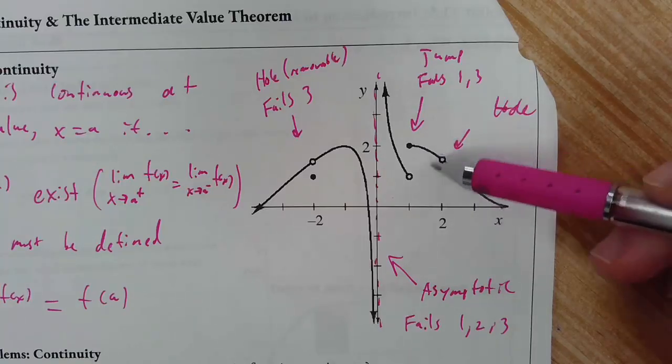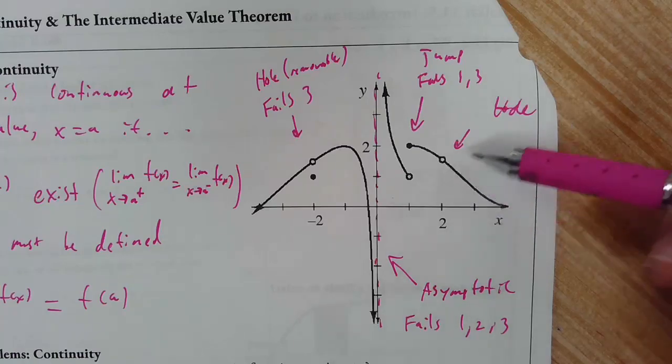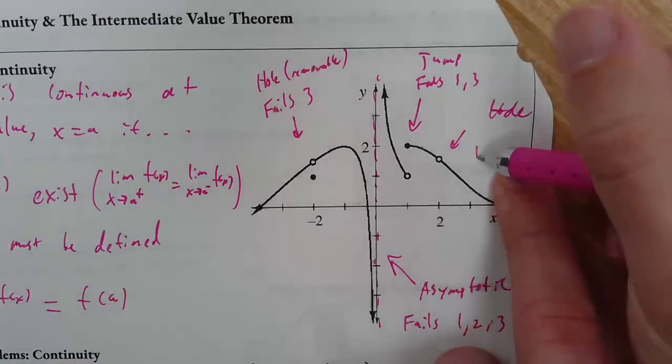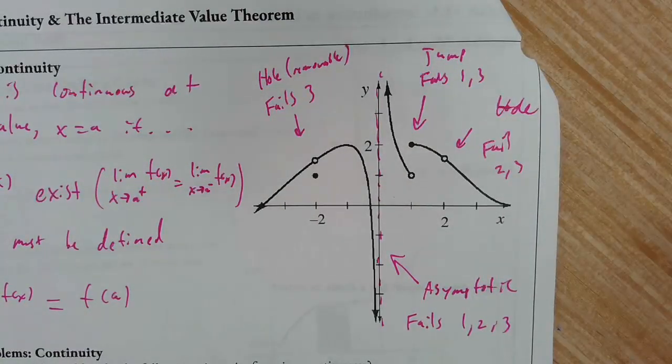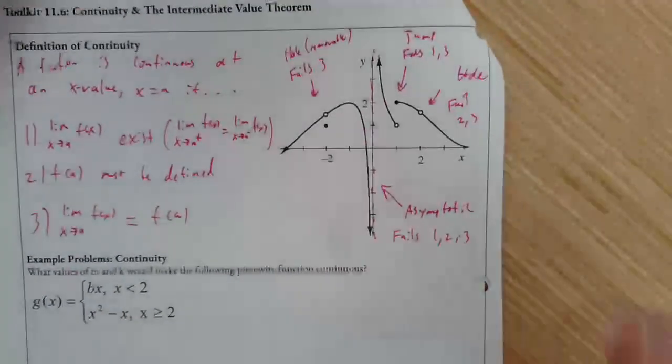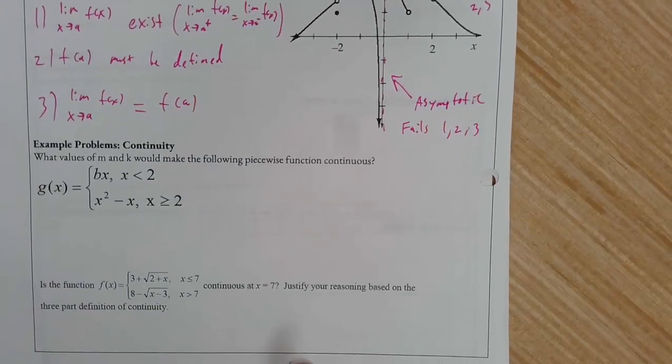So this fails being defined. And so therefore it must fail 3 as well, because if it's undefined, it can't equal the limit. So this would fail 2 and 3. Okay? Does that make sense? The limit must exist, it must be defined, and the limit must equal whatever the output is. Okay? Good.